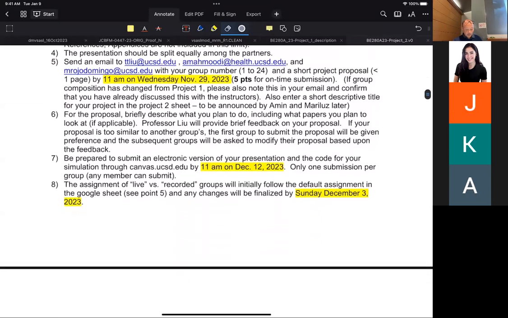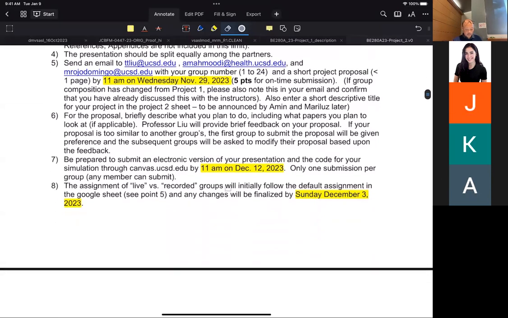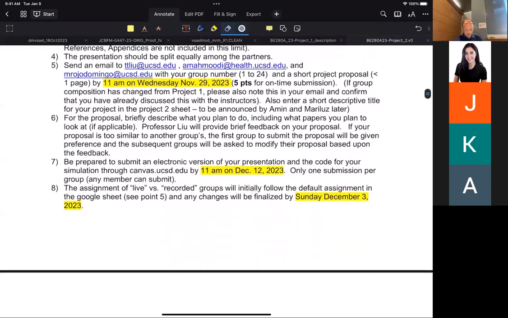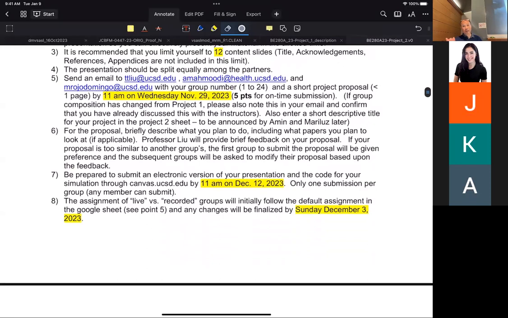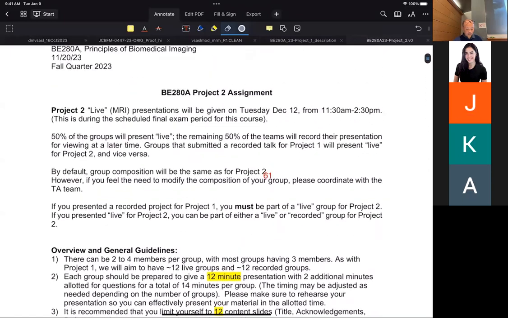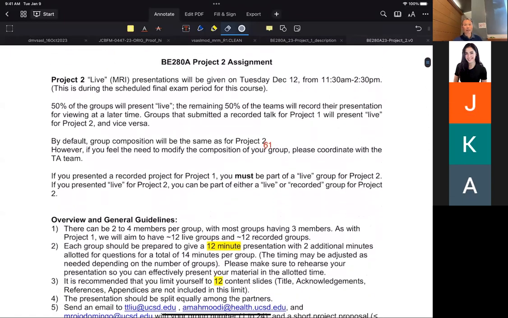The idea is we're going to try to get all that taken care of by Sunday, December 3rd, in which case all the groups will know who's going live and who's going recorded. That still gives us 8 or 9 days before the actual thing, so there's buffer time in case we need to swap around. Okay. Any questions on the overall logistics before we go into more details? Okay.